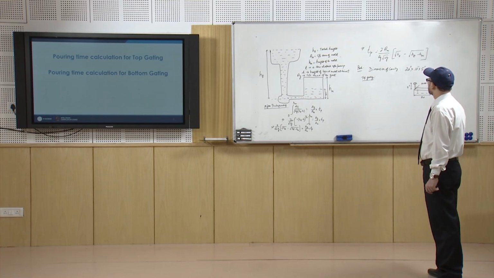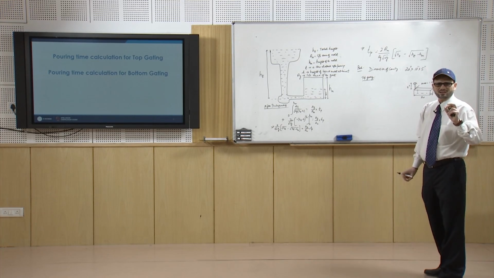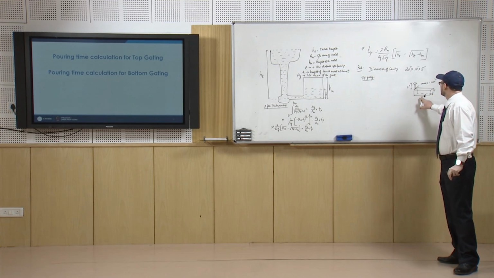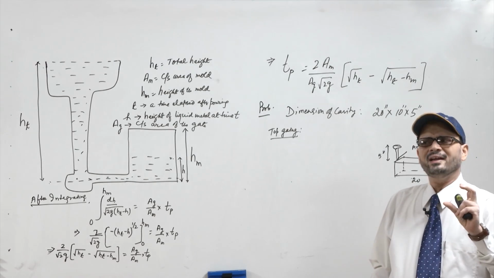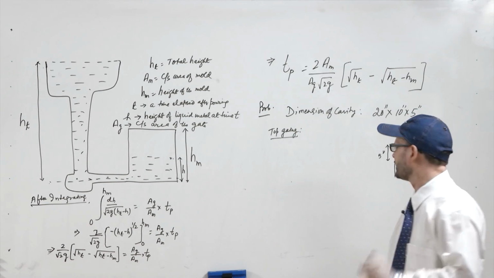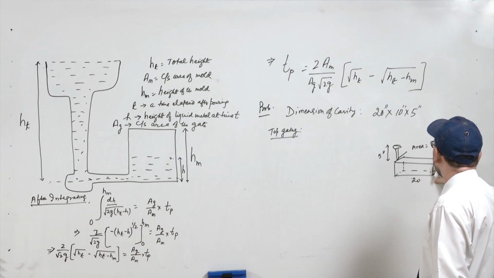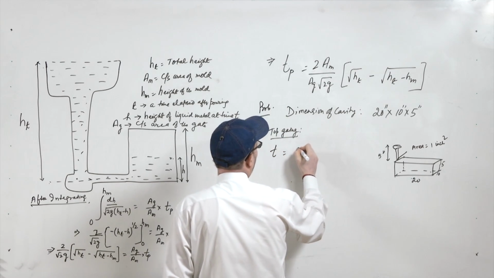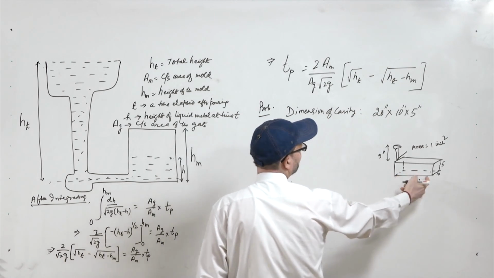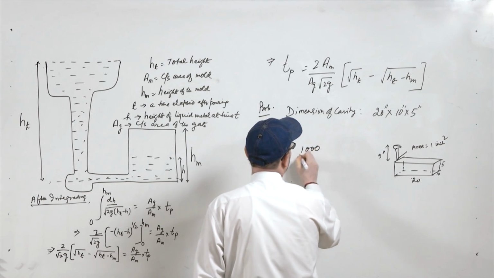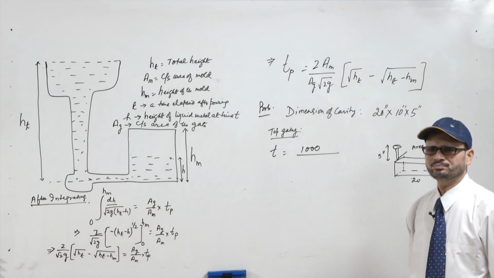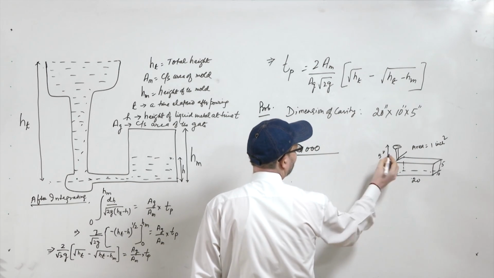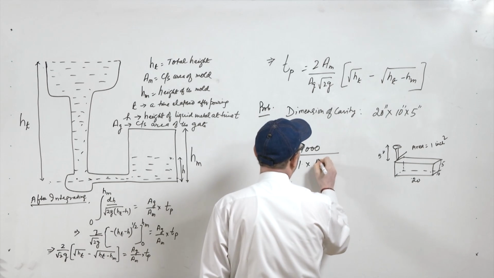For this casting you have to find what will be the time taken using the top gating as well as using the bottom gating. So, if you take top gating, what will happen? Using the top gating, time will be volume by volumetric flow rate. So, volume is 1000 inches cube divided by, in the case of root 2 gh, area is 1 inch square into root 2 gh.